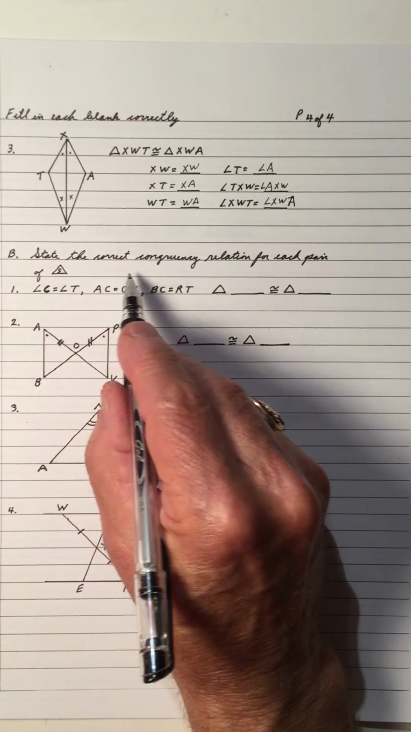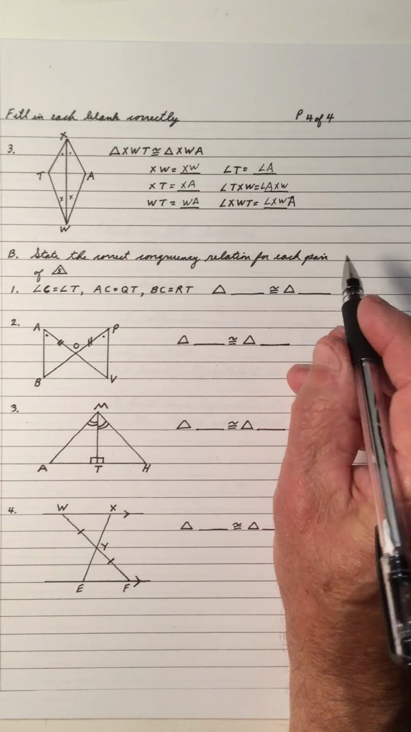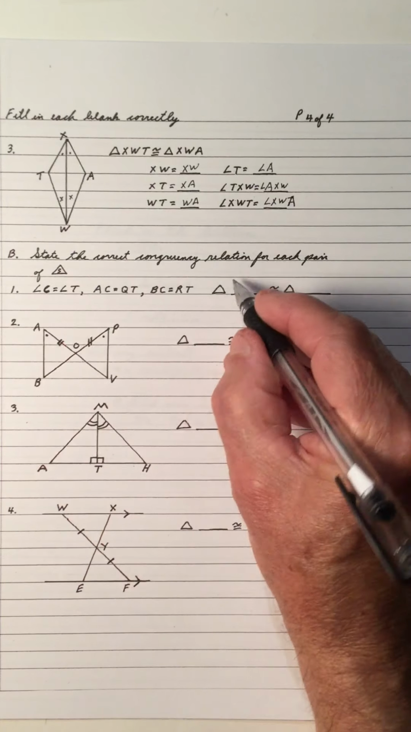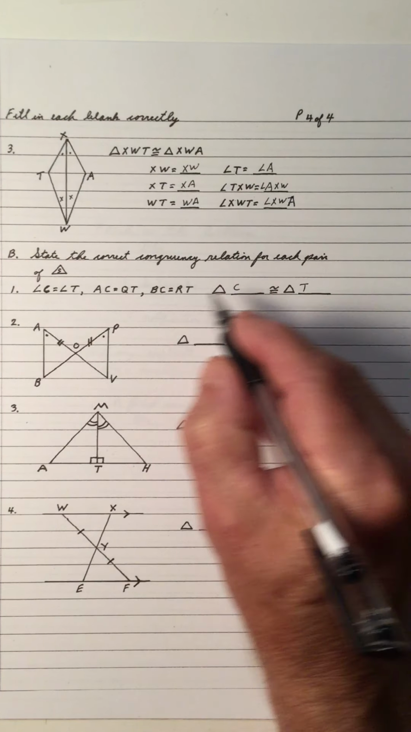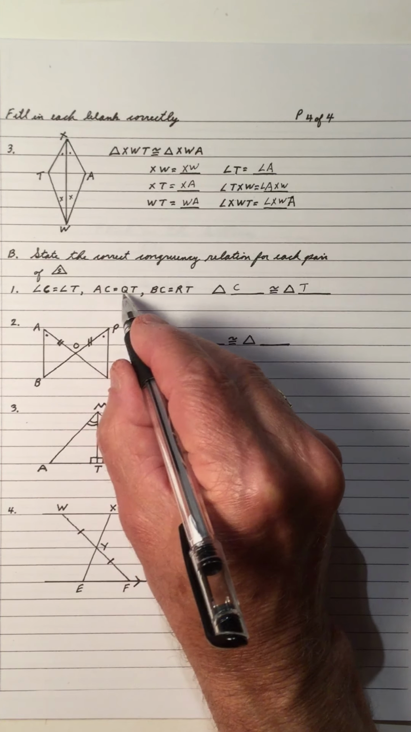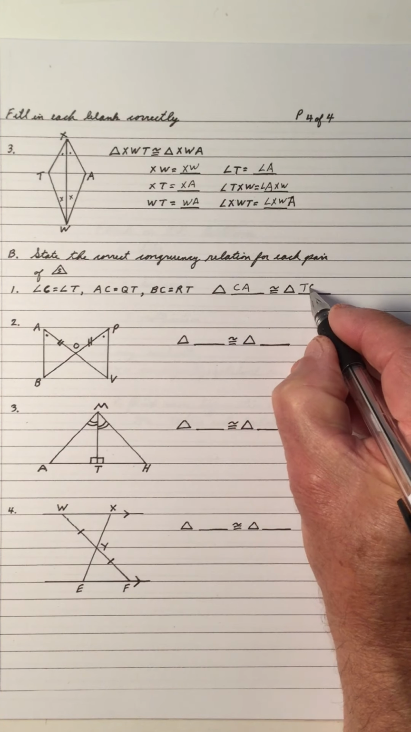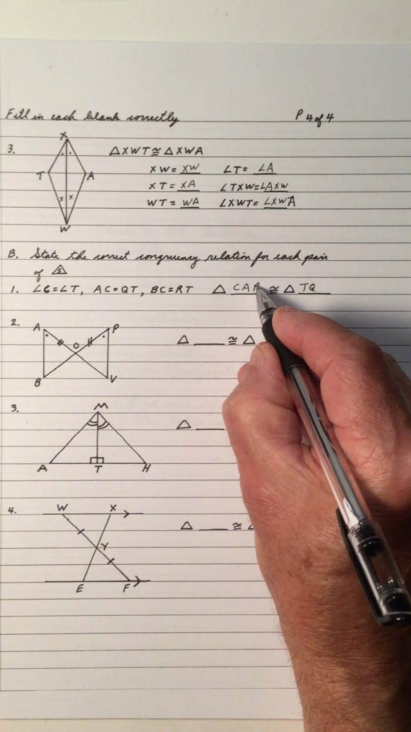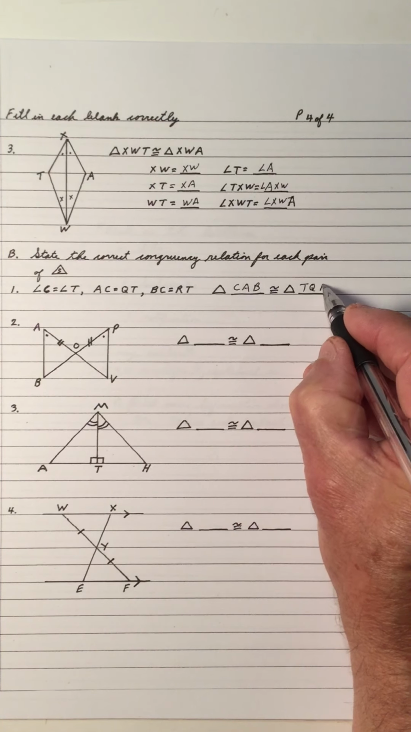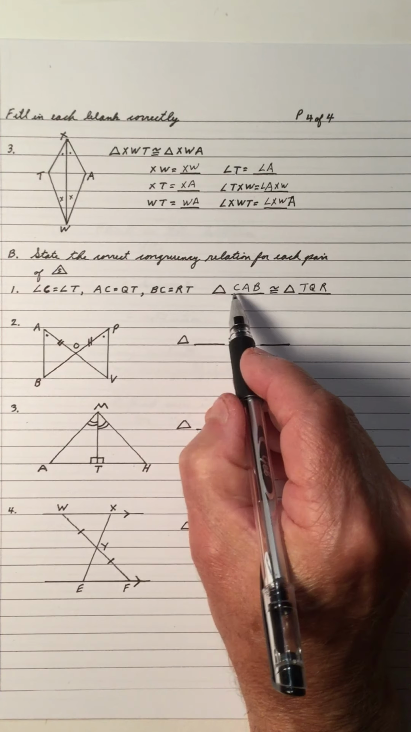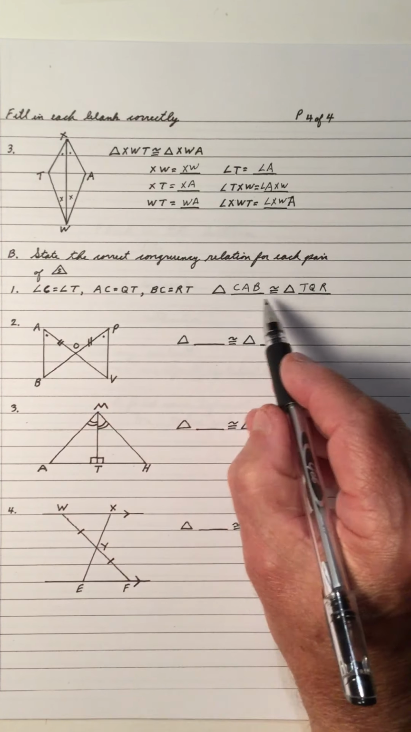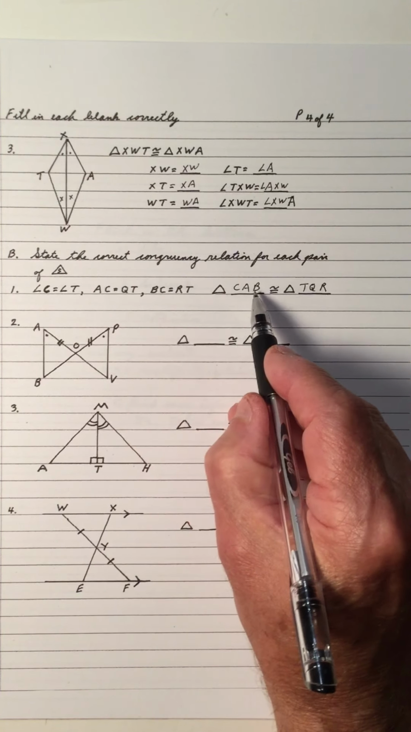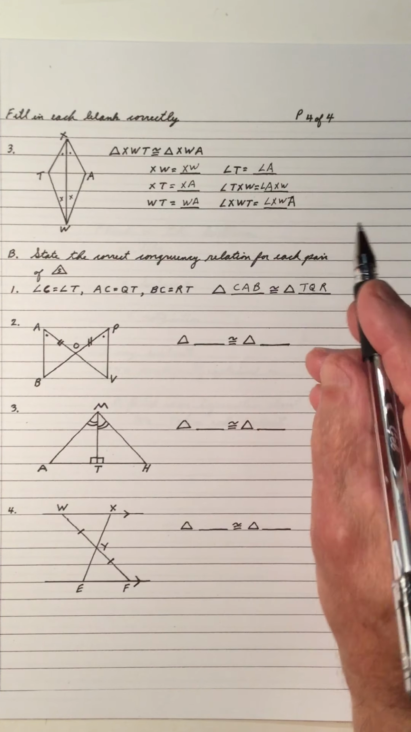B, state the correct congruency relation for each pair. The congruency relation is the two triangles are congruent to each other. So I've got angle C equals angle T. So that's C going with T. If C goes with T, then A has to go with Q. A goes with Q. And B has to go with R. So C goes with T correctly. AC goes with QT. BC goes with RT. Correct. So I've done it right.